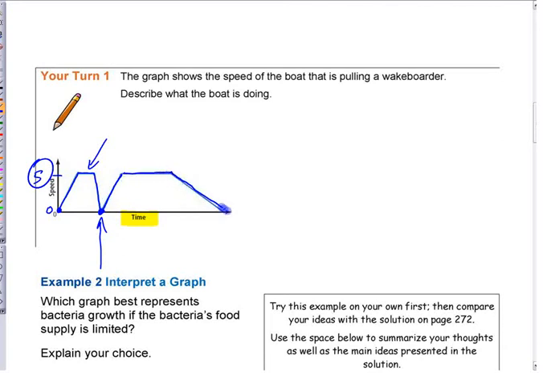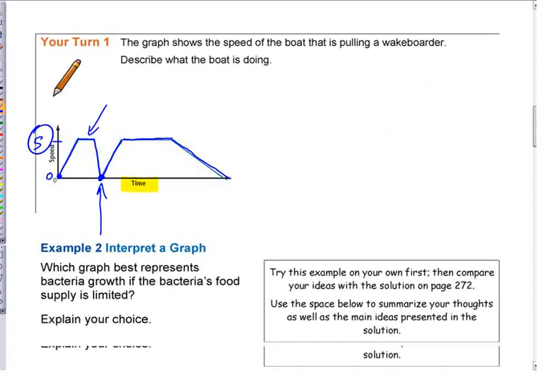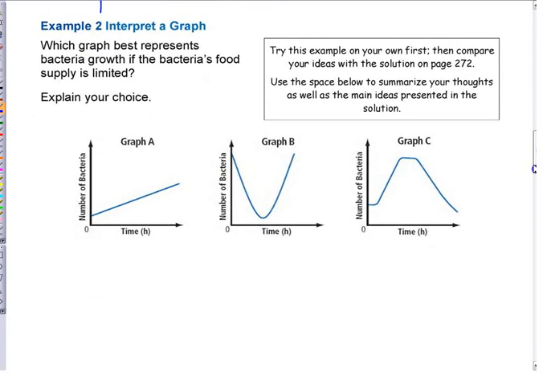and then what about this last part here? Is it rapidly decreasing speed? It's more gradually decreasing speed because the slope is not as extreme here, right? The steeper a line is up or down, the more rapid the rate of change is for that quantity. Second example here is about growth of bacteria if the food supply is limited.